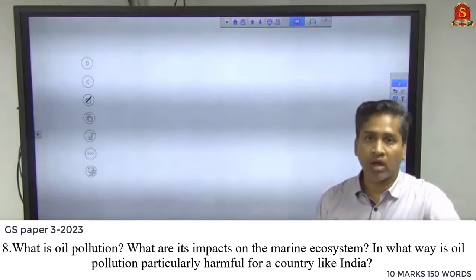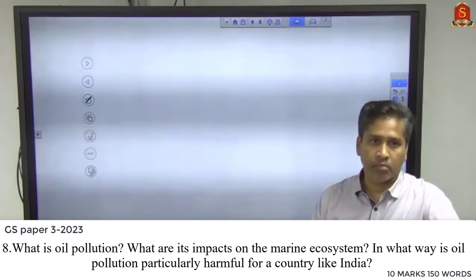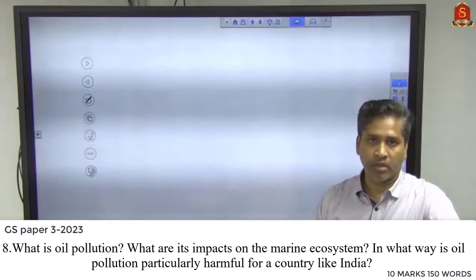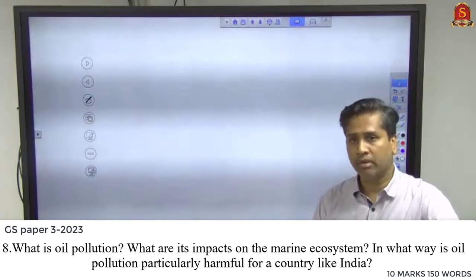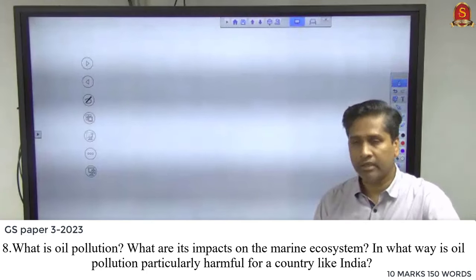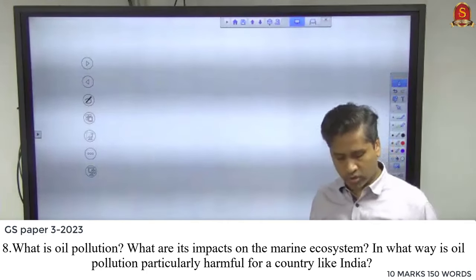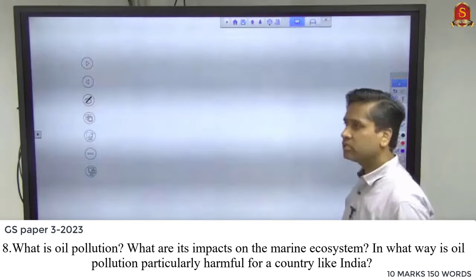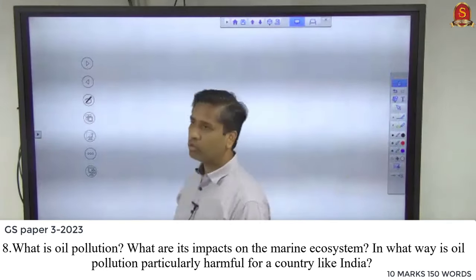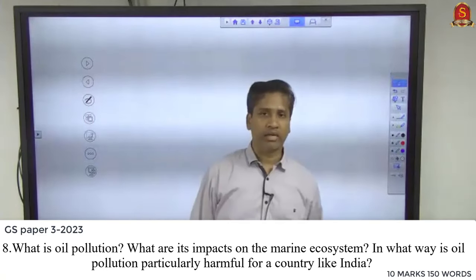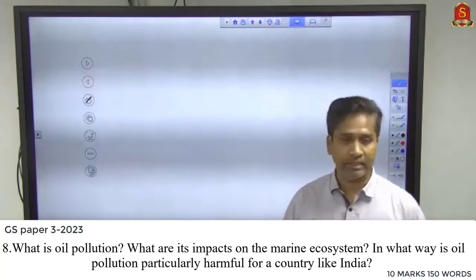Point number two, our fishing will get affected, because some of the commercial fishes definitely will get affected by this oil spill. That's the second point. The third point, you can talk about tourism. When an oil spill happens, naturally no one will come for tourism. The tourism activity also will get impacted. That's the third key point.